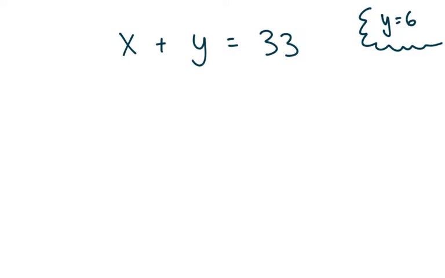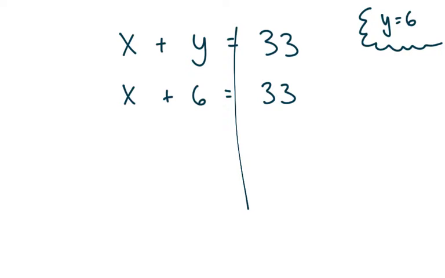So the next step when you solve a system is to solve for the other variable. I know the number of 3-pointers. I don't know the number of 2-pointers. So I need to put in what y equals, 6, into one of the equations. I chose this one because it's pretty easy. The number of 3-pointers being 6 plus the number of 2-pointers gave me 33 shots in total.